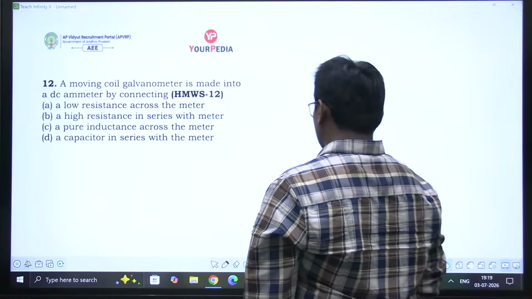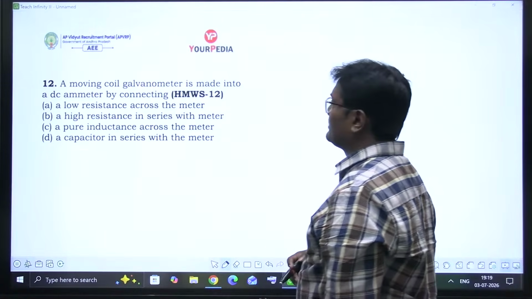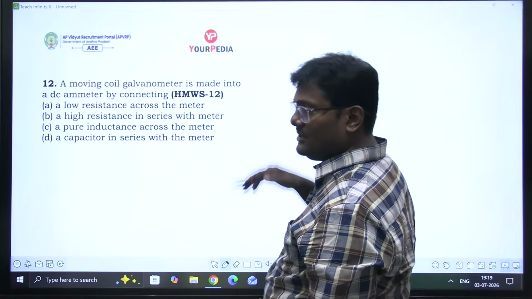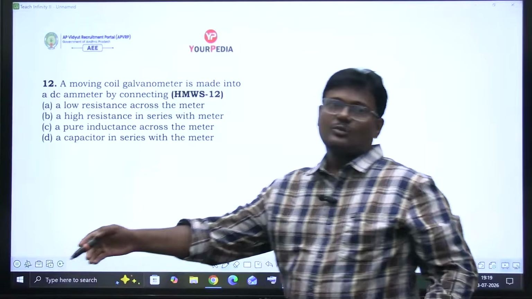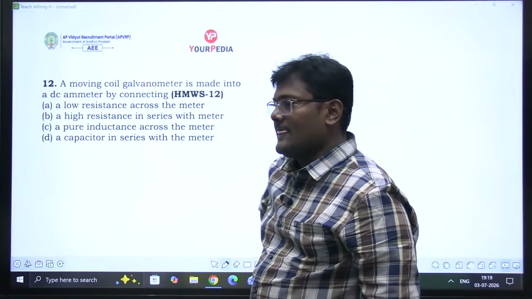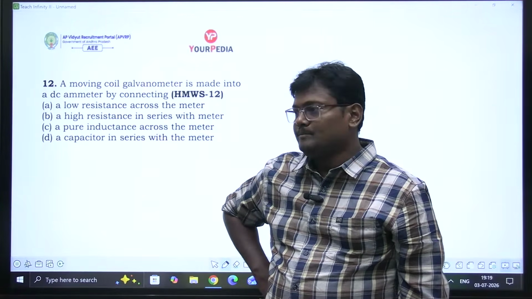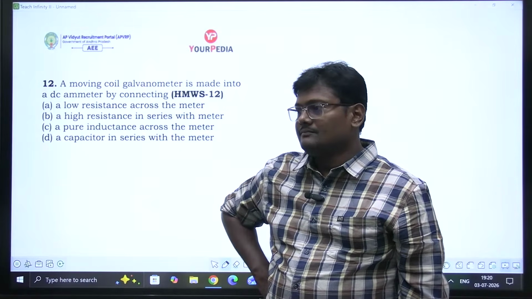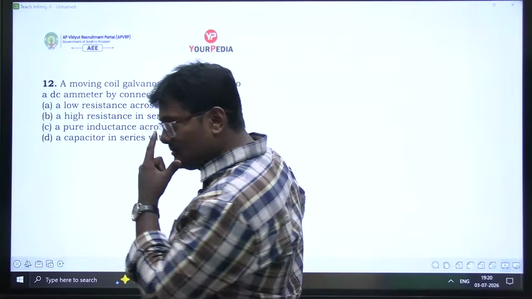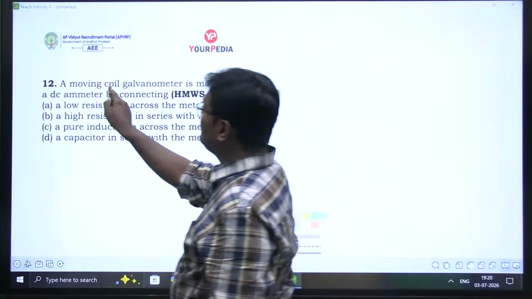A moving coil galvanometer is made into a DC ammeter by connecting... So just now we solved two problems. So what is the answer for this one? C? It is clearly telling DC ammeter.